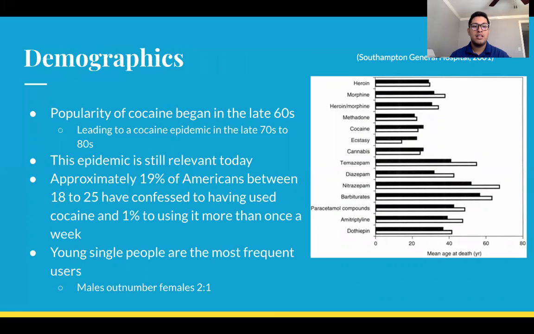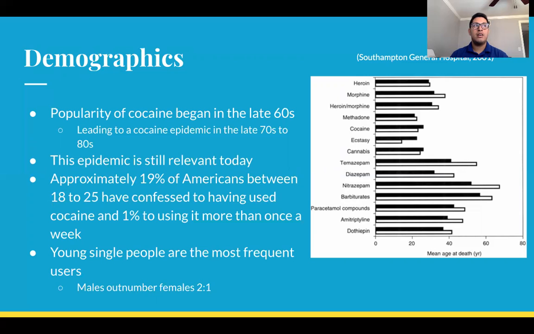And some demographics to look at, since the late 60s, there has been an increase in popularity of cocaine usage. And also leading into the late 70s, even the early 80s, the cocaine epidemic. The epidemic is still relevant today as far as being very widespread and popular. About approximately 19% of Americans between 18 to 25 have admitted to having used cocaine, and 1% admitting to using it more than once a week.